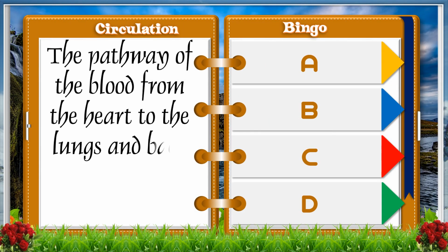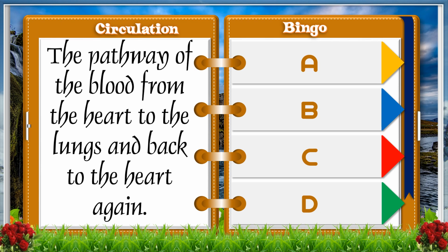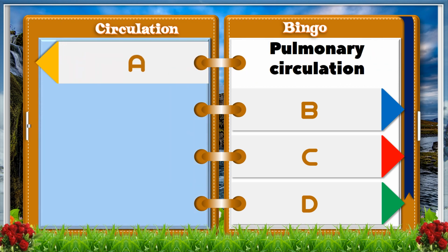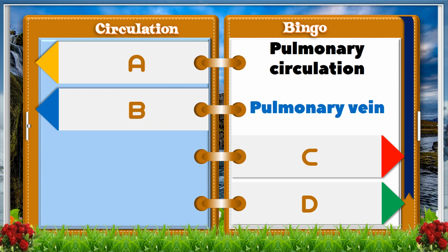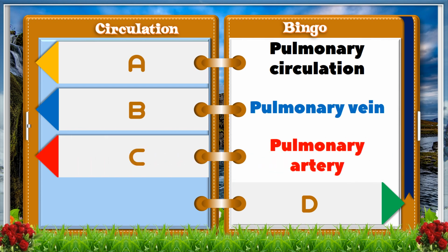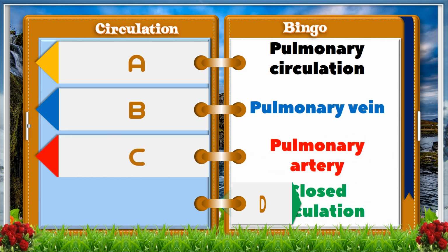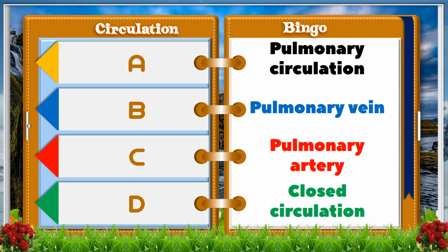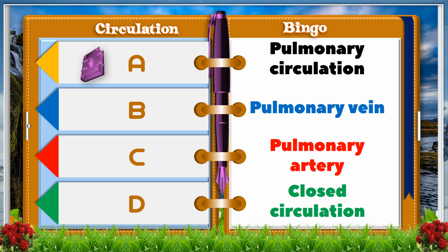The pathway of the blood from the heart to the lungs and back to the heart again. A. Pulmonary circulation. B. Pulmonary vein. C. Pulmonary artery. D. Closed circulation. And the answer is A. Pulmonary circulation.